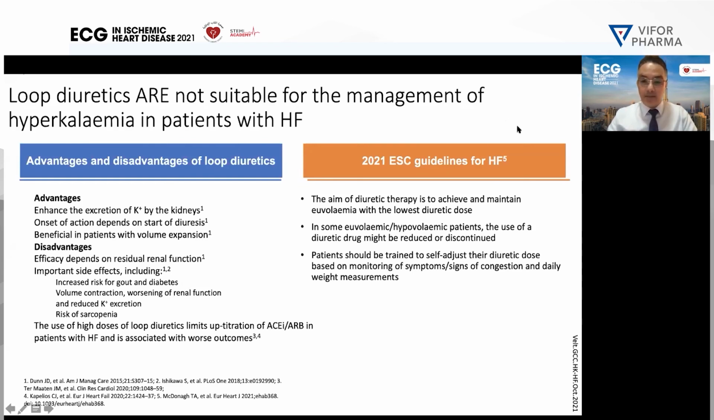What does the latest guideline tell us about loop diuretics for patients with heart failure? The aim of diuretics, as we know, is to achieve and maintain euvolemia with the lowest diuretic dose. In some euvolemic and hypovolemic patients, the use of loop diuretics might be reduced or even discontinued. Patients should be trained to self-adjust their diuretic dose based on monitoring of symptoms, signs of congestion, and daily body weight. Before, the heart failure clinic nurse would call the patient, ask about his body weight and symptoms, and reduce or increase his furosemide or other diuretics. But now the guidelines recommend that the patient himself should learn how to adjust his diuretics, increasing or decreasing them according to symptoms and signs.